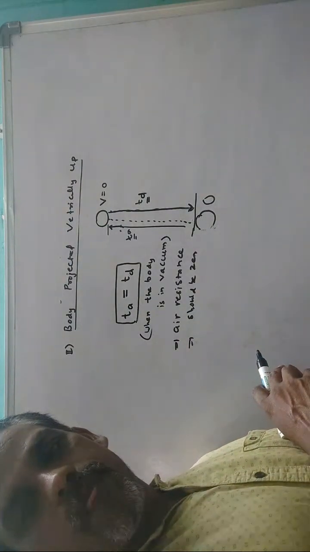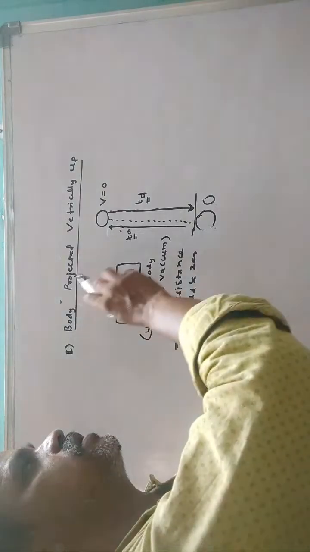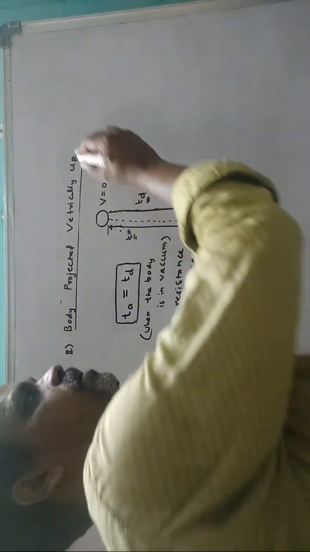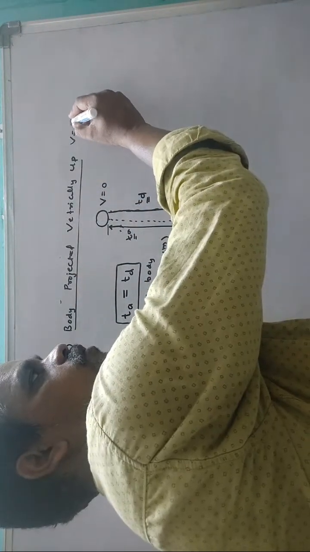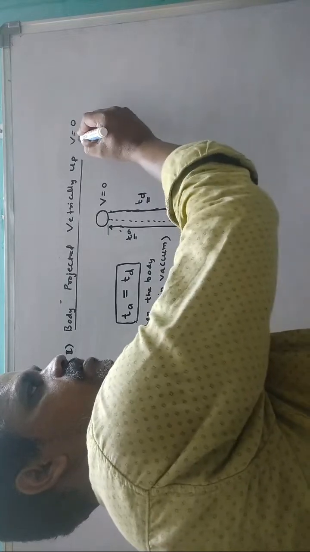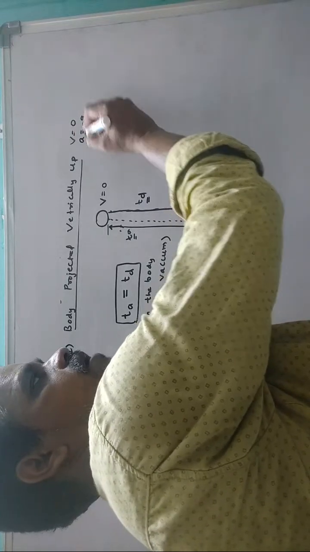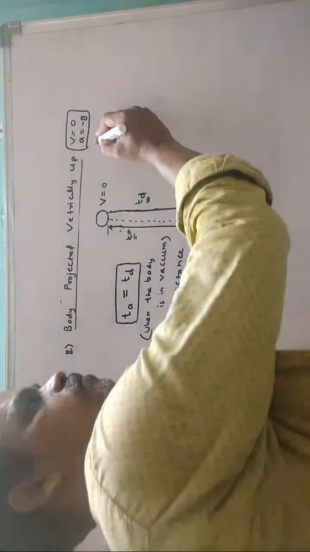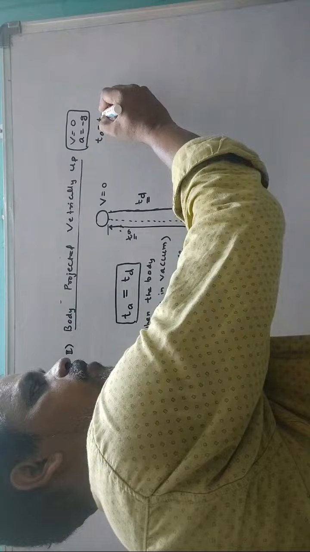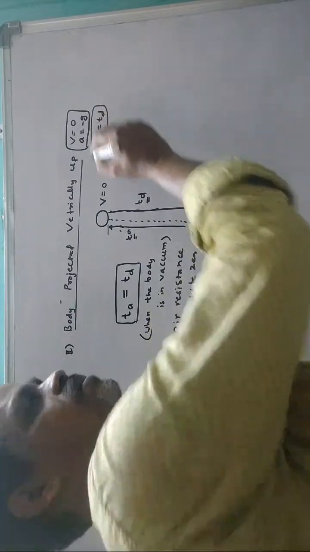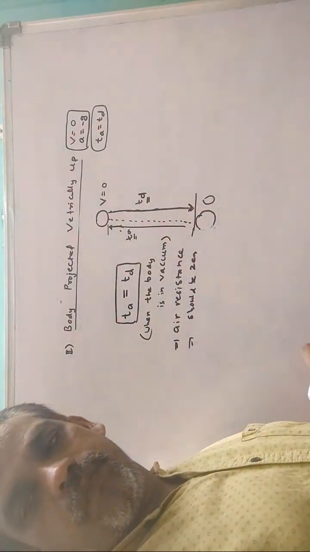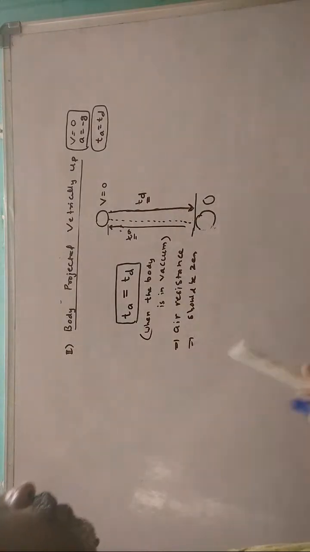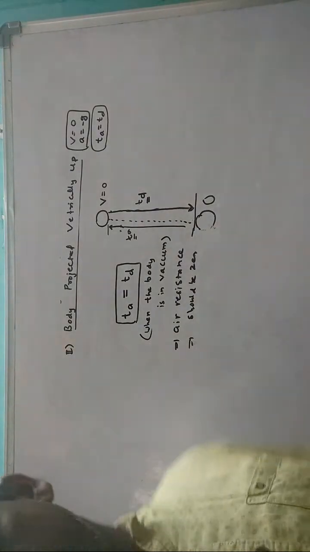Okay. See, body projected vertically up. We have the conditions here. V equal to 0 at maximum height, final velocity equal to 0, a equal to minus g. Then time of ascent equal to time of descent. These are the conditions. Okay. Just copy it.